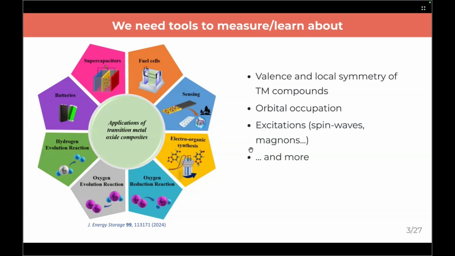And of course, using X-ray spectroscopy, like more advanced techniques, you can even detect excitations, including magnons or spin waves. So basically, it provides a very useful tool for us to gain a very deep understanding of the physical mechanisms behind the material properties. So that is a general overview of why we need such techniques to help us gain more physical understanding.